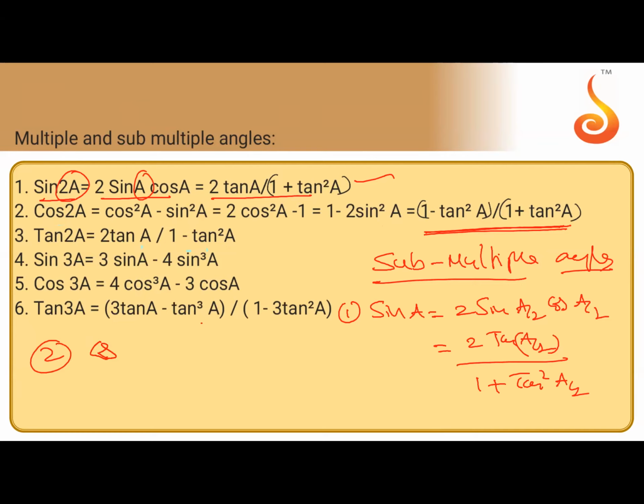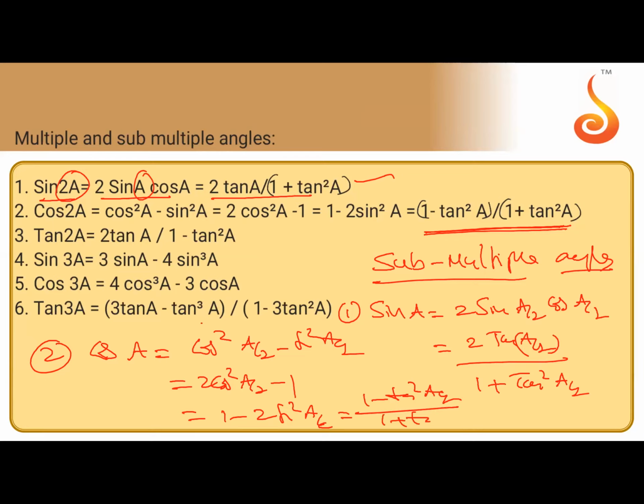Now the same thing for cos A: cos A is cos square A by 2 minus sin square A by 2, and 2 cos square A by 2 minus 1, and 1 minus 2 sin square A by 2, and 1 minus tan square A by 2 by 1 plus tan square A by 2. So if you remember these formulas, you can get the submultiple angle formulas. If 2A is on the left side, A will come on the right side. If A is there, A by 2 comes on the right side.